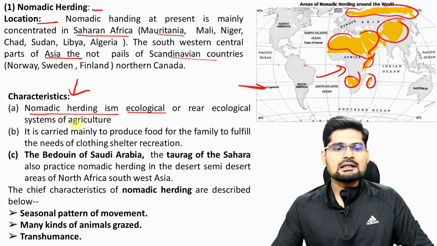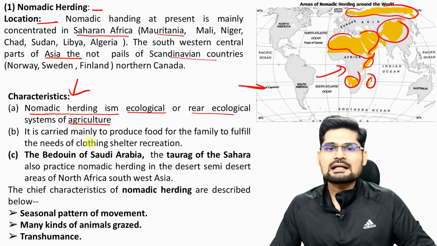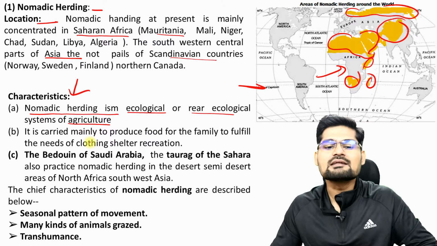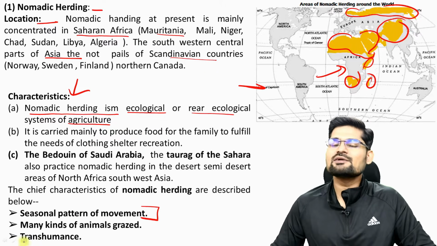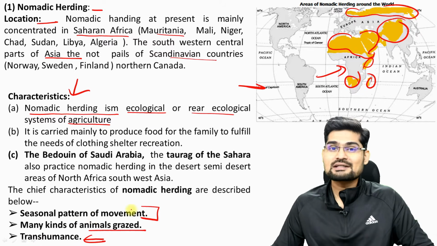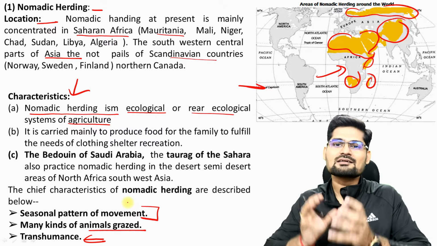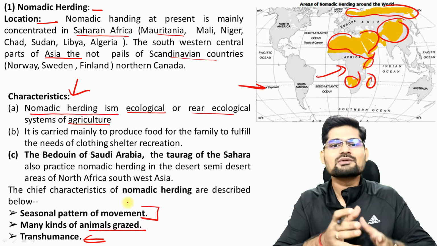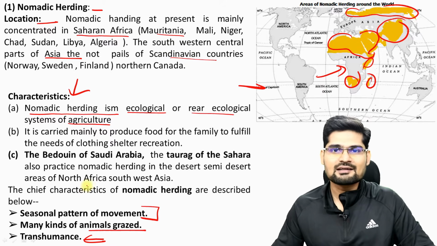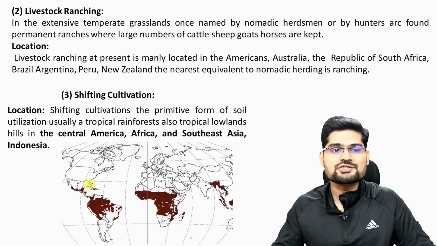That is basically the rear ecological system of agriculture, where people practice nomadism, basically moving from one location to the other, and herding, which is cattle rearing, right? So a seasonal pattern of movement you can observe in this. Animals are grazed, and transhumance is also important in Himalayan region, as we know, by the Gaddis and Bakarwal community. When in season they take their herds to feed in different mountain passes, different mountain areas, which is very famous in India as well. So this is the common characteristic found in the first criteria of the world agriculture, that is nomadic herders.